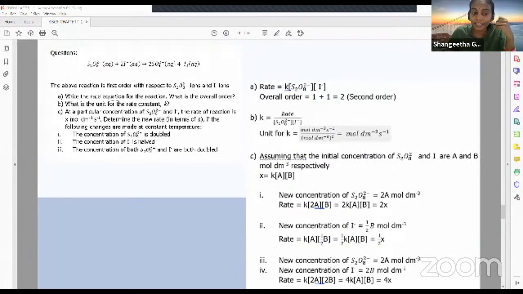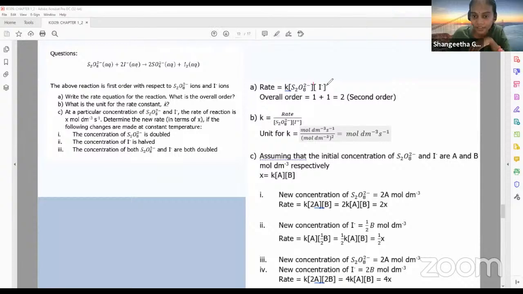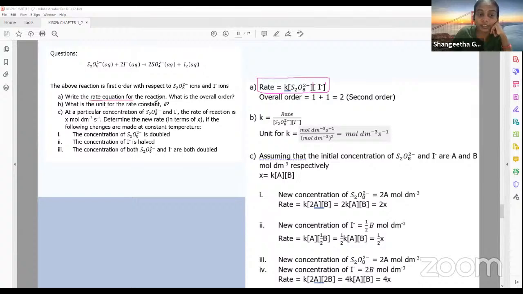Now we are relating to the rate law, the expression of your rate law. Let's try to solve the first part. Your rate is equal to K, which is your constant, and you've been told that this is first order and first order. This is the expression of the rate. As I said earlier, if it is 1, you don't have to write it. So this answers the first part of A, where they ask you to write the rate equation for the reaction.